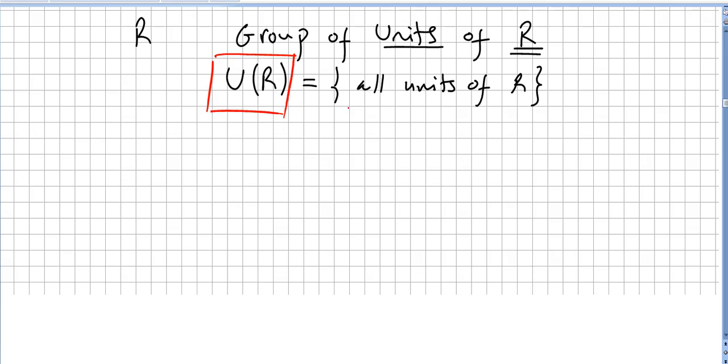So a unit in a ring will have only one inverse in the ring, for each element in a group has a unique inverse. Okay?